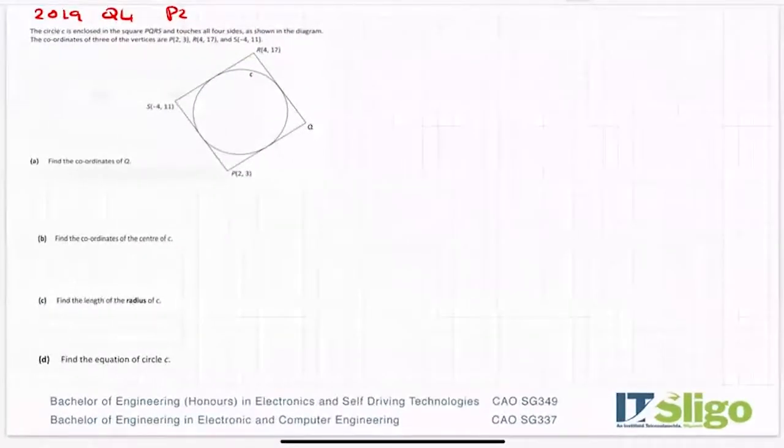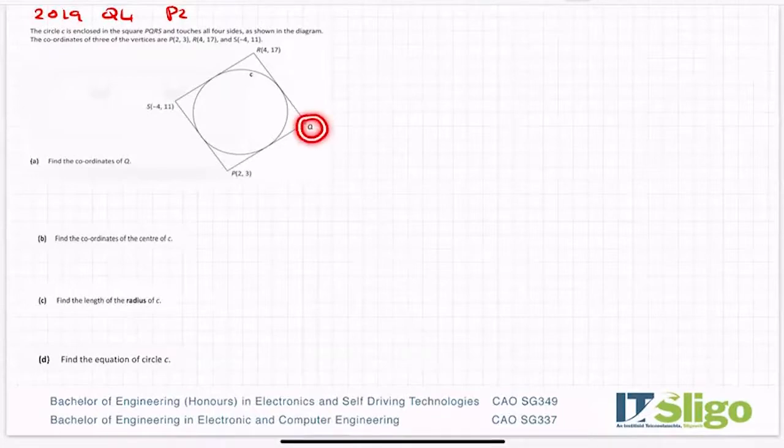2019 question 4, coordinate geometry. The circle question on the Leaving Cert ordinary level was: the circle C is enclosed by the square PQRS and touches all four sides as shown in the diagram below. The coordinates of three of the vertices, which is just corners, are P(2, 3), R(4, 17) and S(-4, 11). Find the coordinates of Q, which is over here.